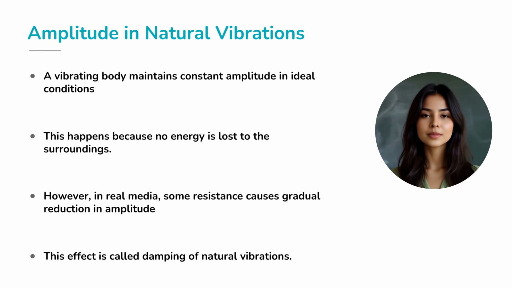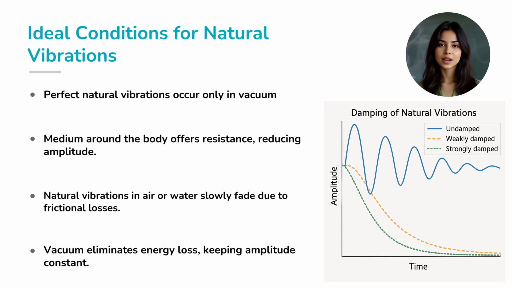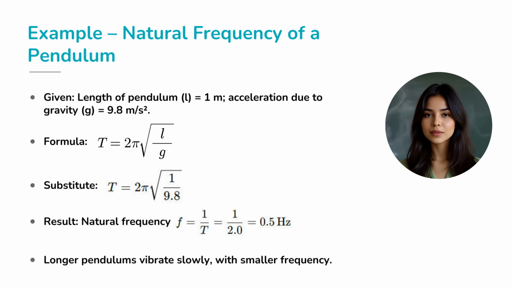So where can we find pure, perfect natural vibrations? The answer is in a vacuum. Since no medium is present to offer resistance, there is no energy loss, and the amplitude stays constant. But in air, water, or any real medium, vibrations lose energy over time, so amplitude reduces. In short, true natural vibrations are more of a theoretical ideal, fun to imagine, but impossible to achieve perfectly on Earth.